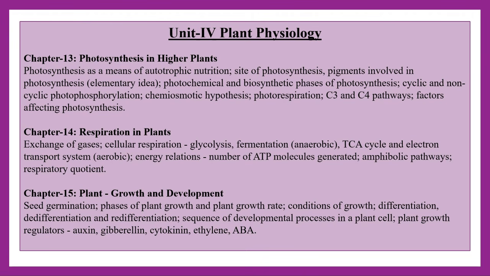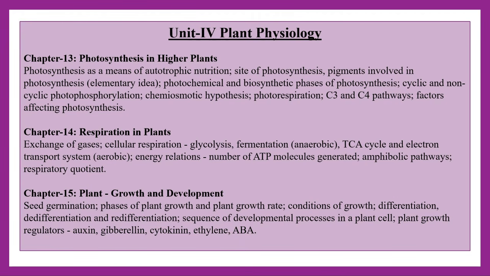So, chapter number 13, Photosynthesis in Higher Plants. One of the most critical chapters. This explains how plants convert sunlight into chemical energy. We will learn about the dark and light reactions, C3 and C4 pathways, and the role of pigments like chlorophyll. Make sure to understand the Z scheme, photophosphorylation, and the Calvin cycle clearly.